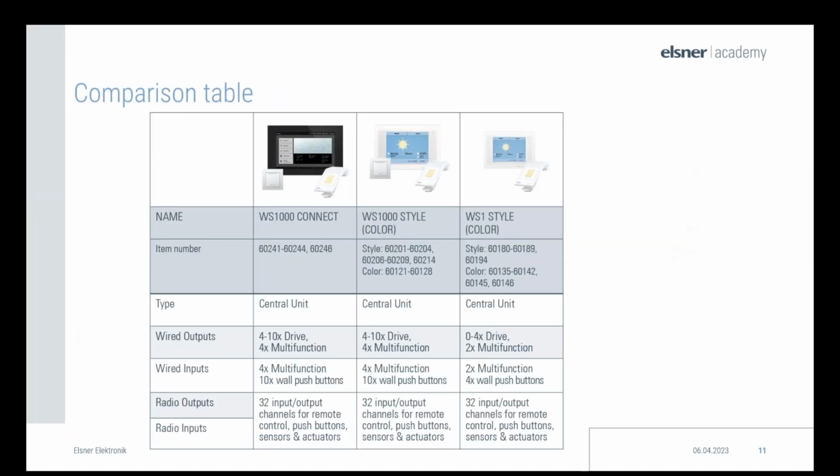For the different building control devices, we also have an overview that can be found on our website. This is just a screenshot from the website we can go through as well. So we categorize those devices as central units. We have different wired outputs and different wired inputs. I won't go through all that in detail since this information can be found on our website. If you have any questions, feel free to interrupt me and we can go through it in detail if you guys wish to do so.